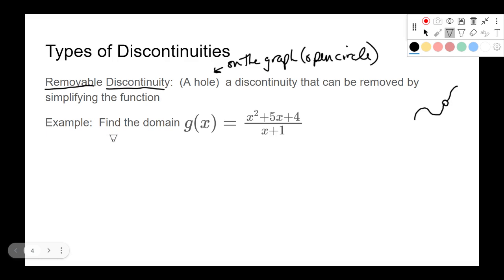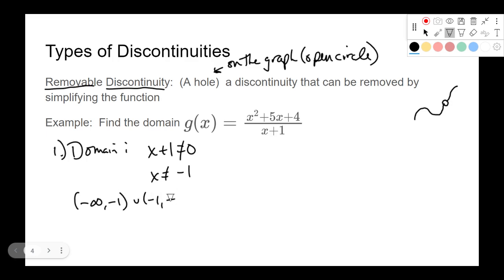All right, so let's go find the domain first. Okay, so we know how to do that. To find the domain, I'm going to take the denominator and set it equal to 0. It can't be that number, so x can't be -1. I know that for certain. So my domain is -infinity to -1 union -1 to infinity. That is the correct answer for the domain.